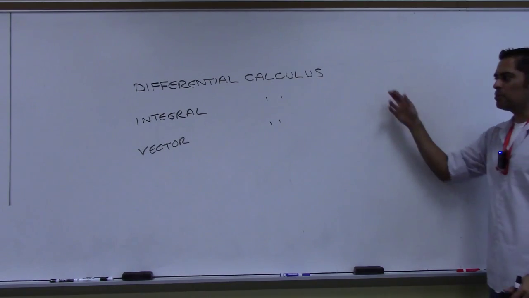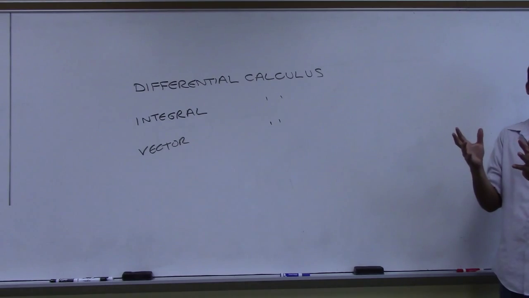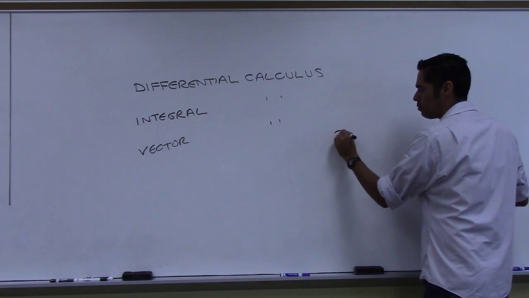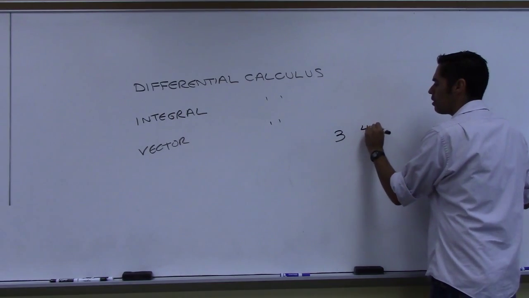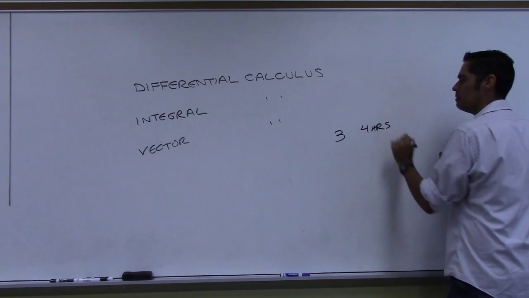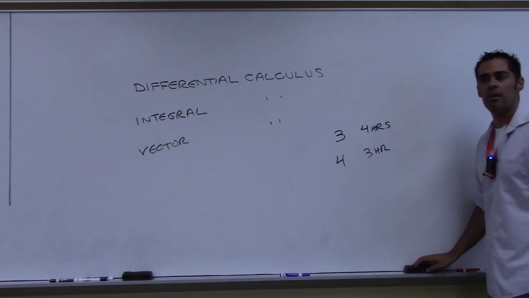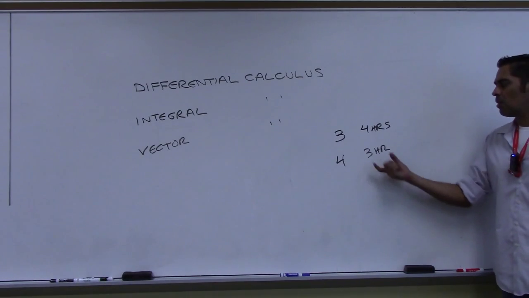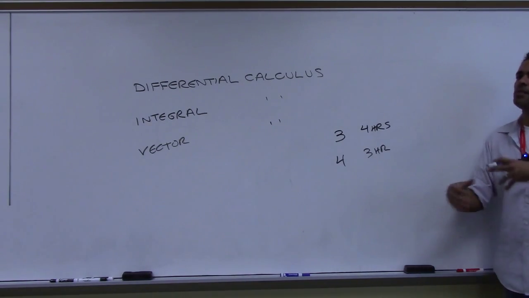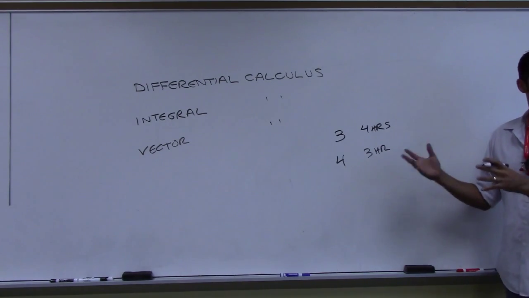Also, if you ever hear of a school that has Cal 1, 2, 3, and 4, don't think, oh my God, they have 4 calculuses. The calculus sequence is usually 3 4-hour courses, or 4 3-hour courses. So there are schools that have a Cal 4, but it's really the same material, they just break it up at different places. So just FYI.